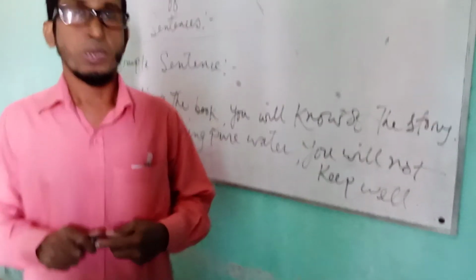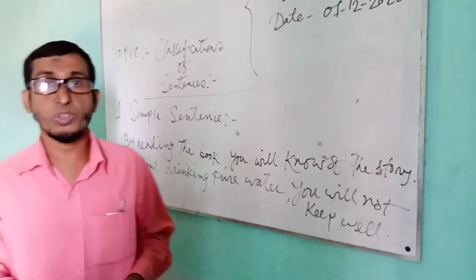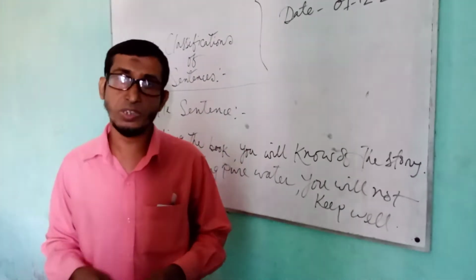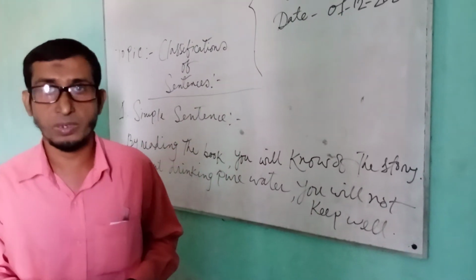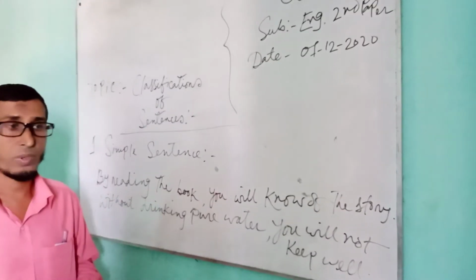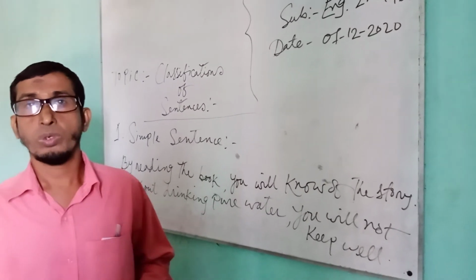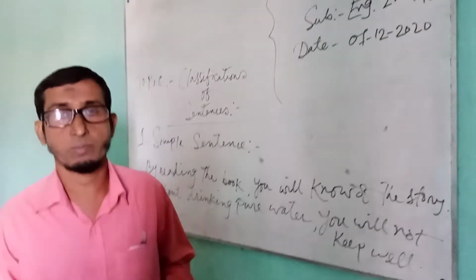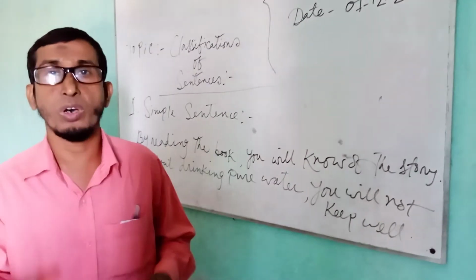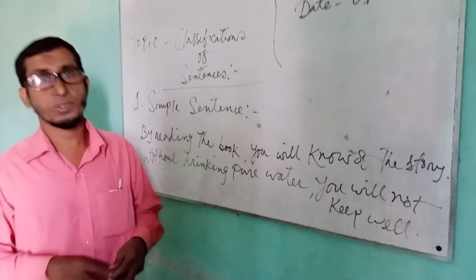Now, my dear learners, I am giving some signs of simple sentence. Please observe here very carefully. You know, there are some signs of simple sentence. For example, by plus gerund, without plus gerund, at the age of, at the time of, to plus verb 1, in spite of, because of. So, these are the signs of simple sentence.